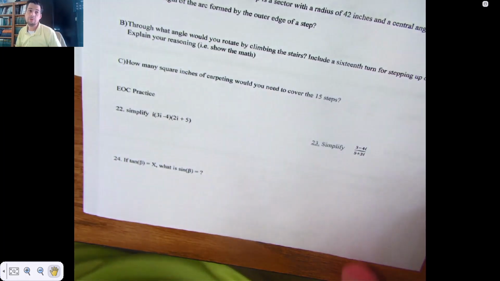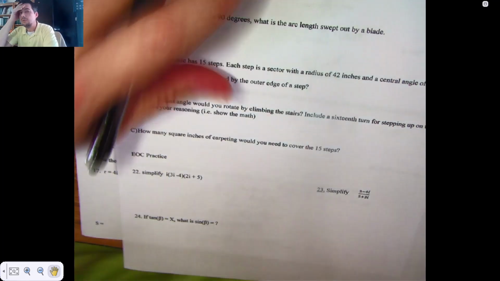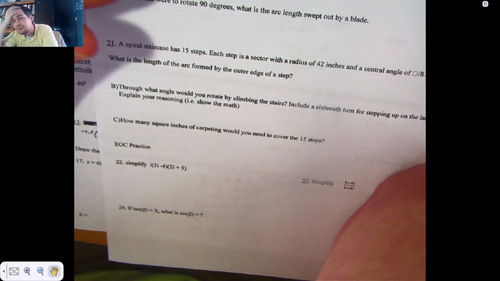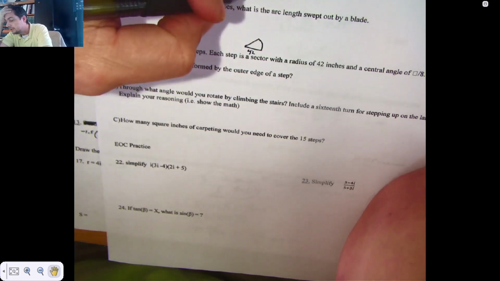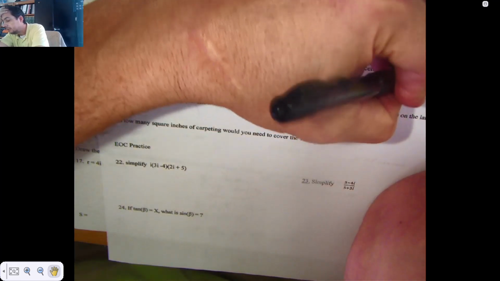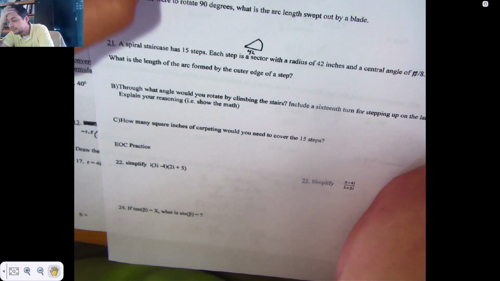And what's up next? I only did 2 on the back side, but 21 was a good one to do. 21 is about a spiral staircase. It has 15 steps. I wish I could draw, but I'm just not a good drawer. I can see it, but what my head sees, my hand can't do. Each step is a sector with a radius of 42 inches and a central angle of pi over 8.